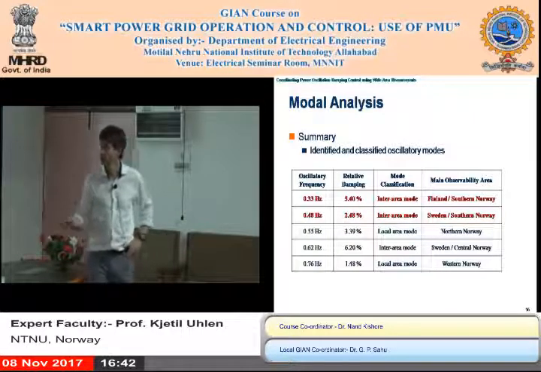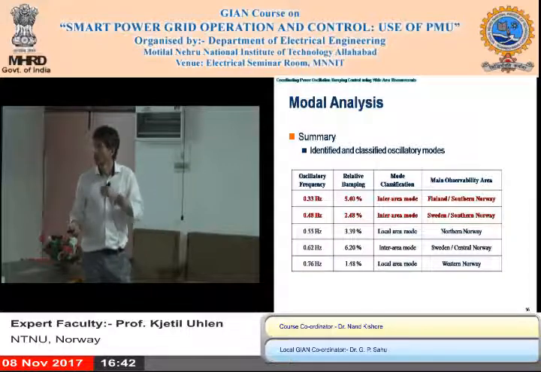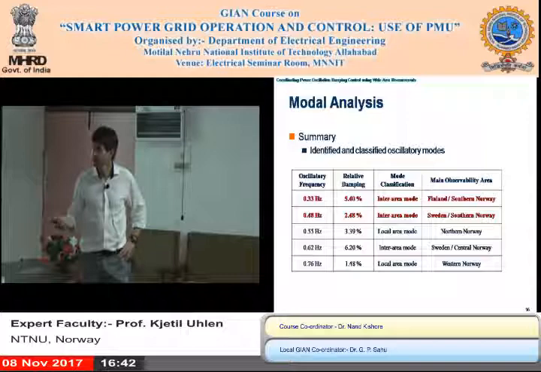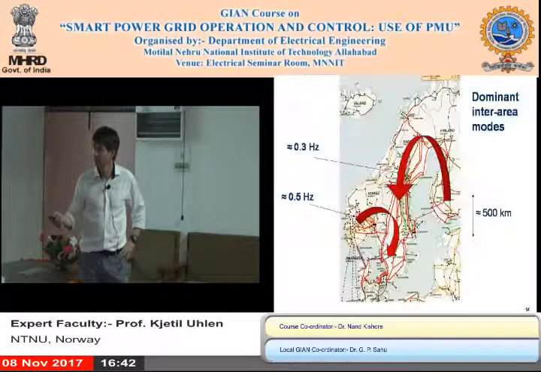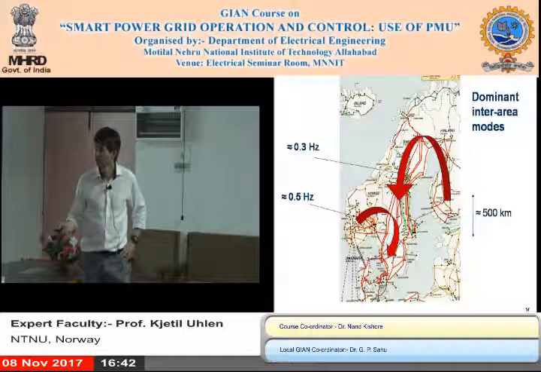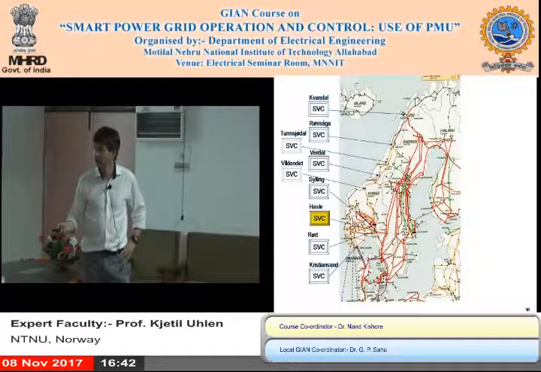Again, the same case. SVCs, we have, as I indicated, quite a few of them in the Norwegian system, from the far north down to the south. In this case, we are utilizing the SVC that is centrally located here, close to what we would call the critical corridor.